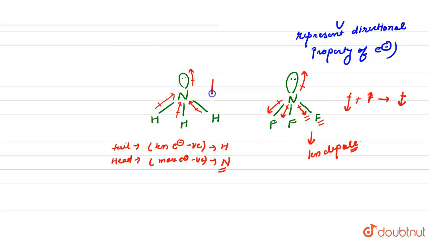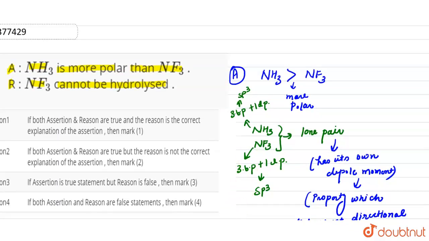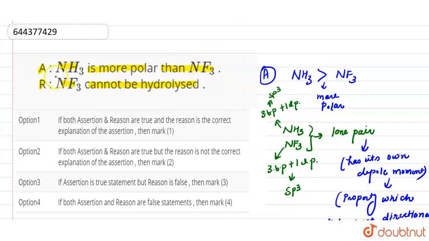In NH3, the bond moments and the moment of the lone pair give a net dipole which is greater than the NF3 dipole. That's why NH3 is more polar than NF3. So the assertion, that NH3 is more polar than NF3, is correct. The reason given is that NF3 cannot be hydrolyzed, so this reason is also correct.